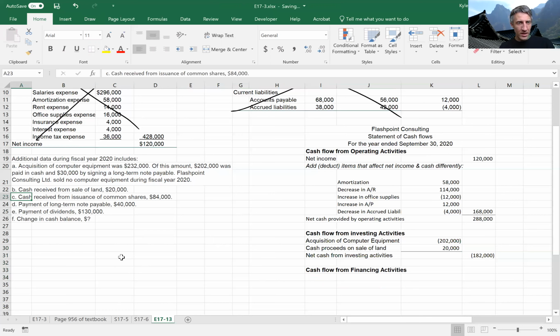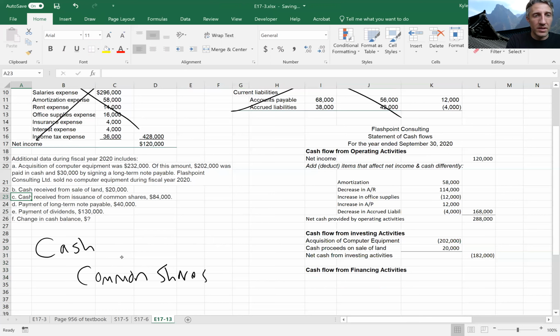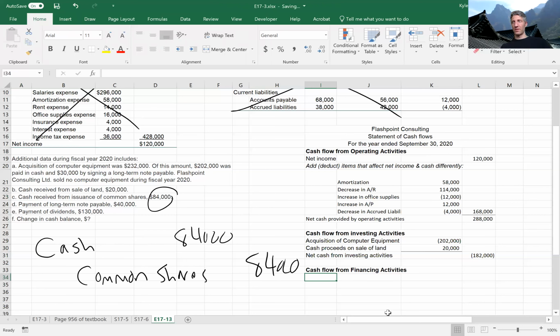So where was I? Cash received from issuance of common shares. So remember, when you issue common shares, the journal entry is going to be debit to cash, credit common shares. In this case, it is 84,000. So that's a cash inflow. So cash received by issuing common. It was $84,000.